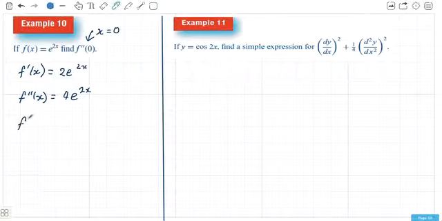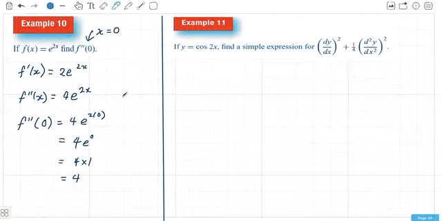Now all we have to do for the second derivative at 0 is a substitution. 2 times 0, and anything to the power of 0 is 1. So this is 4 times 1, which is 4. So the second derivative at the point x equals 0 is equal to 4. We'll talk about this in the next section, but this is a positive value for our second derivative, which implies something to do with the concavity of the graph.